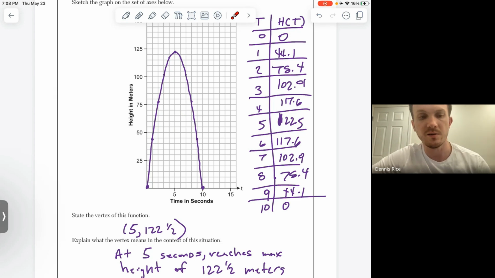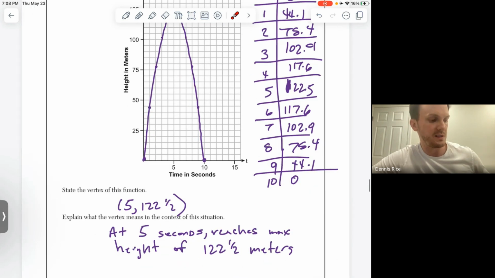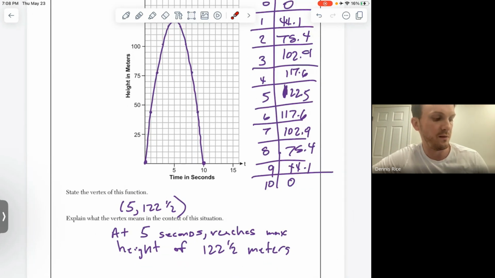And then, yeah, no arrows on your graph. Your vertex is at 122.5. And what does that mean? At 5 seconds, it reaches a max height of 122.5. If you add arrows, you would lose a point. Yep.